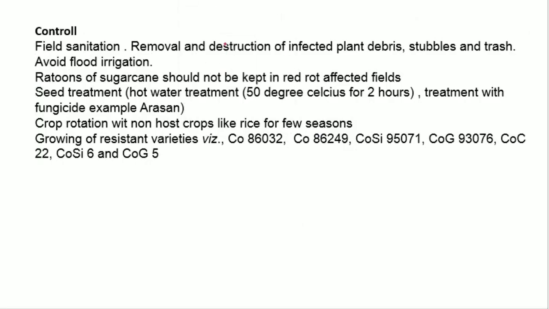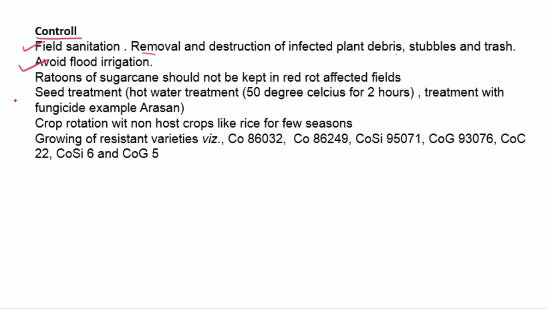Lastly, the last slide is about control, as to how the disease can be controlled. A very basic step is field sanitation and regular inspection, observing daily if any symptom is occurring. If any weird symptom is seen in a plant, that plant should first be checked, and if it is suspected to have a disease and it actually has a disease, it should be removed from the field carefully and then burned far away from the field. That is what has been written: removal and destruction of the infected plant debris, stubbles and trash.